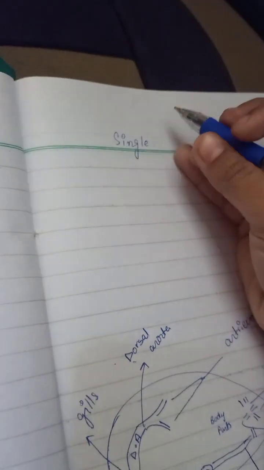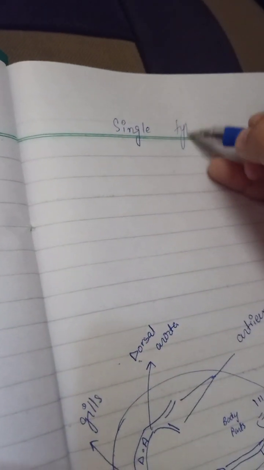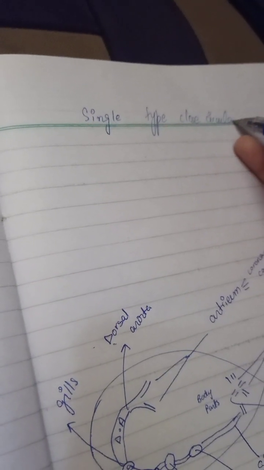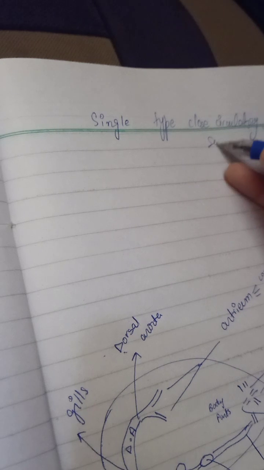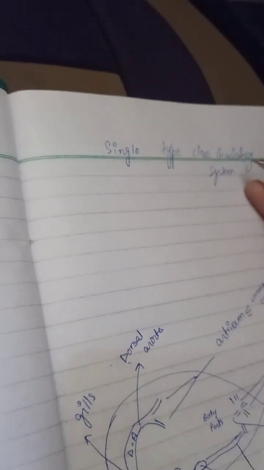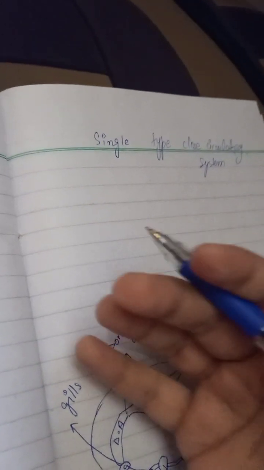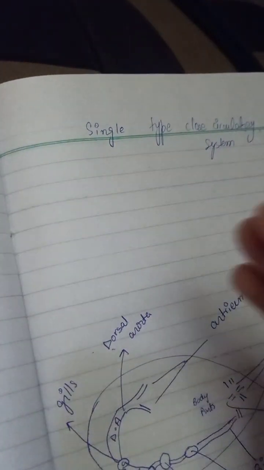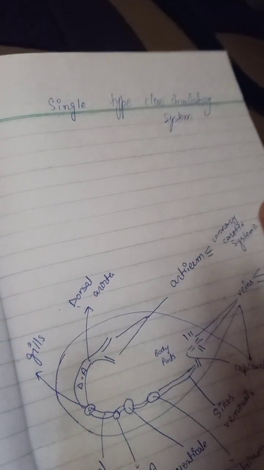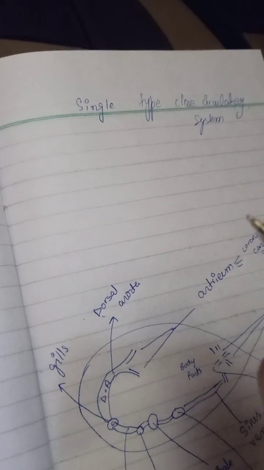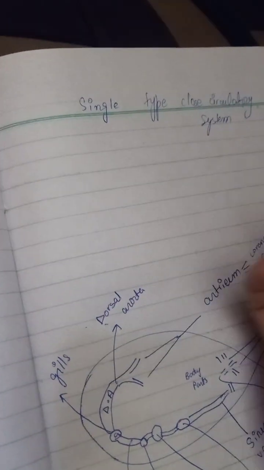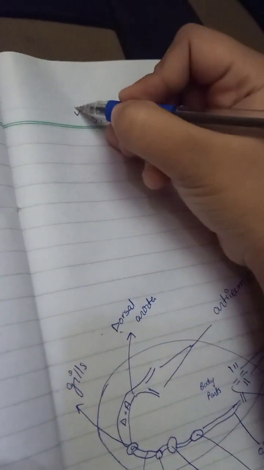Okay, so our today's next video is on the single type closed circulatory system. As you all know, in the previous video I told you the examples of the closed type circulatory system. First one was fish, then reptiles, amphibians, then birds. So today we are only discussing the fish, what kind of circulatory system the fish has. They have a single type circulatory system.